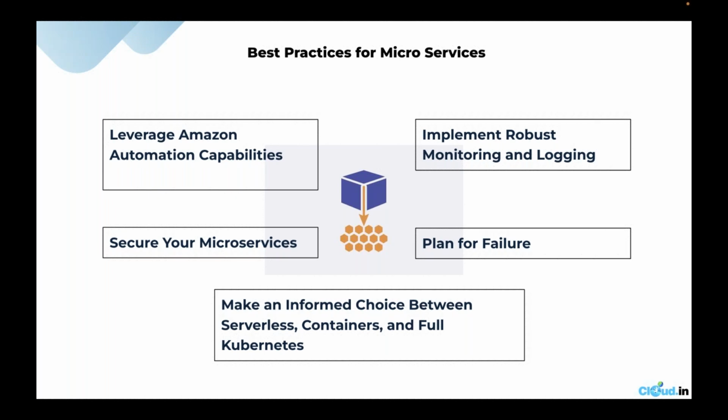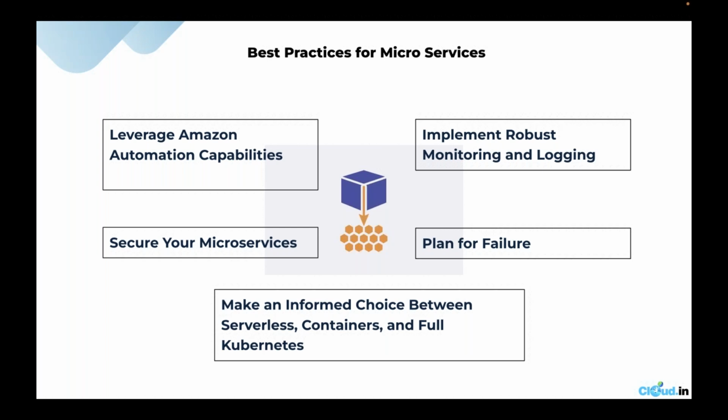You should also secure your microservices. Very important, you should have security in place in all of the architectures, and security should be a very top priority when building microservices on AWS. So you should use AWS Identity and Access Management, that is the IAM service, to control access to your microservices and AWS resources.